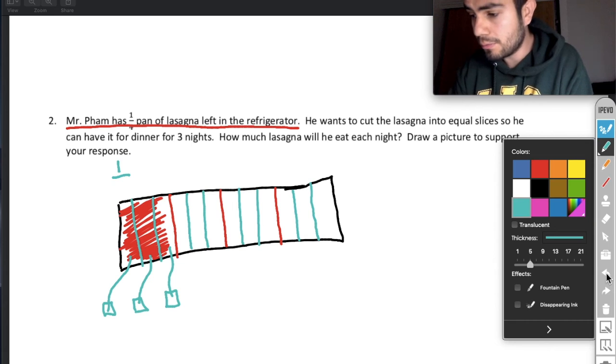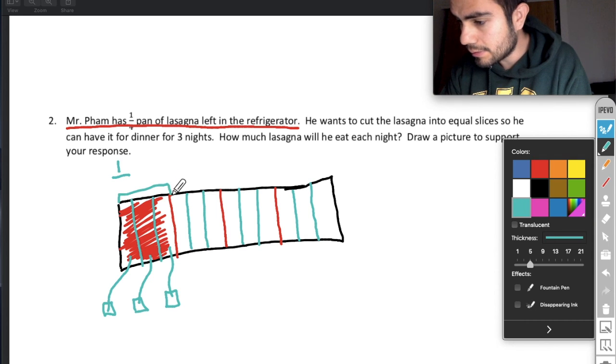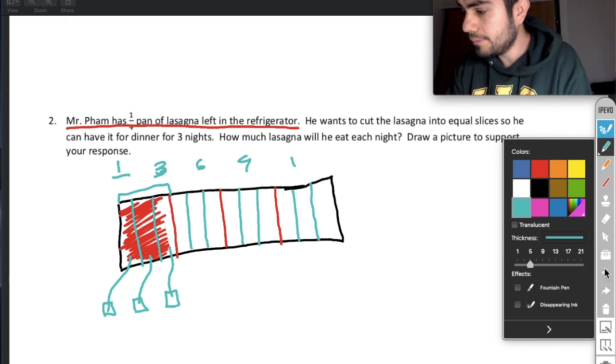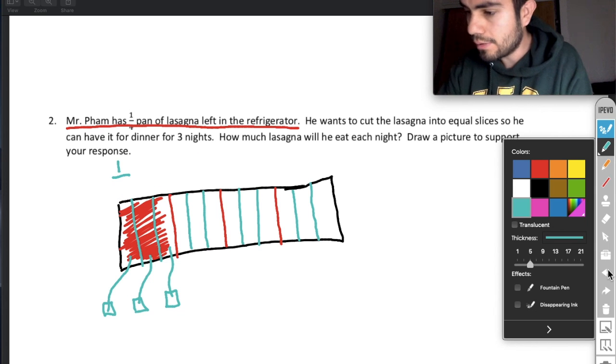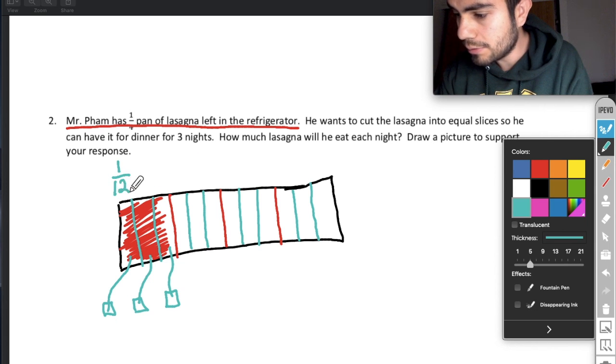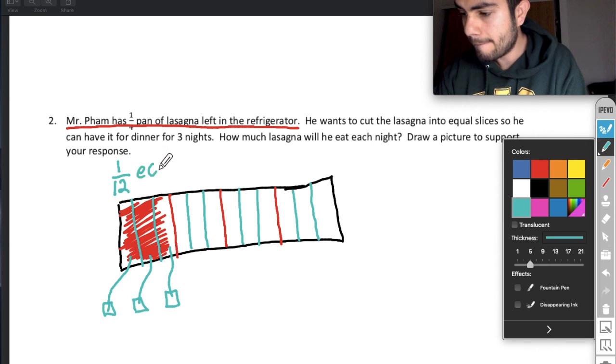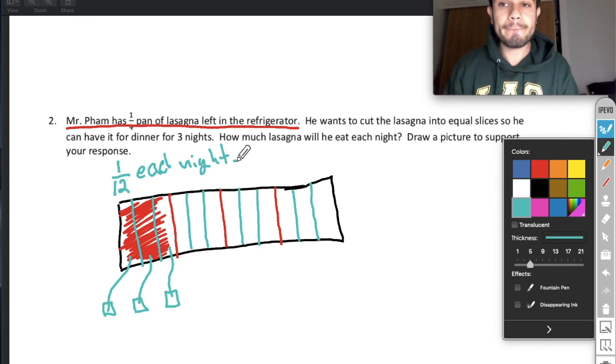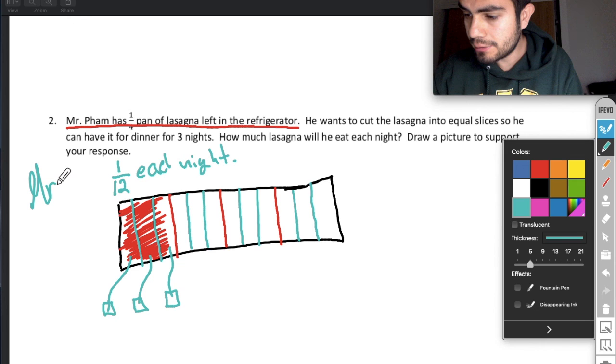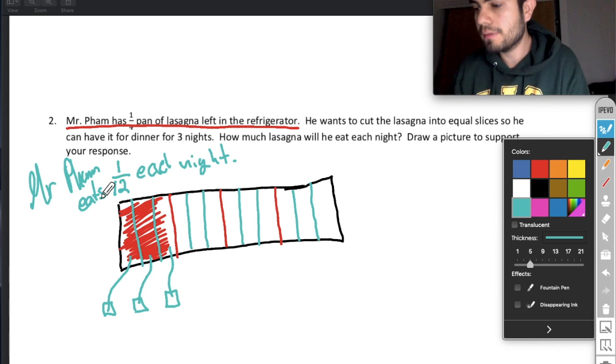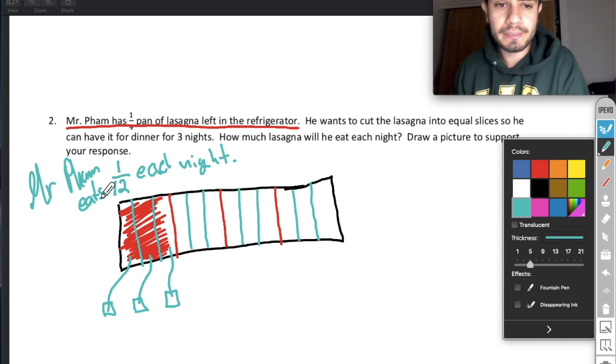So when you count them up in total, if you know that this is 3, you know that's going to be 3, 3, 6, 9, and 12. So in total, our boy Mr. Pham ate 1/12 for each night. Okay, let's finish that. Mr. Pham eats 1/12 each night.